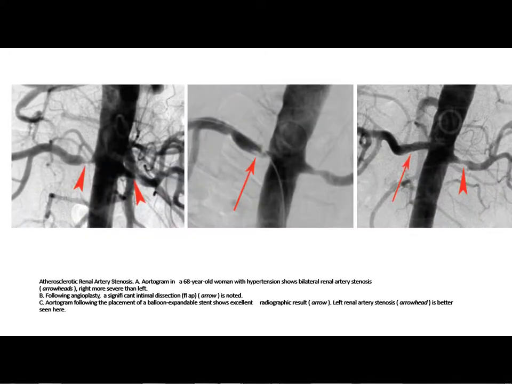Atherosclerotic renal artery stenosis: aortogram in a 68-year-old woman with hypertension shows bilateral renal artery stenosis. Following angioplasty, a significant dissection flap is noted. This is the dissection flap following angioplasty. See the aortogram following placement of a balloon expandable stent showing excellent radiographic results.